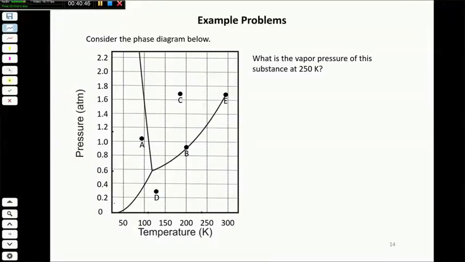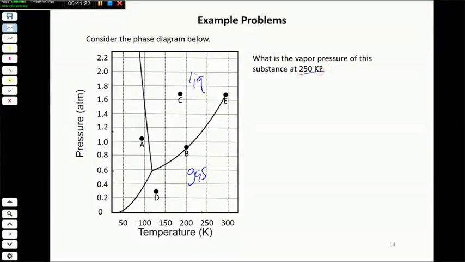Alright, so the last one here is, what is the vapor pressure of this substance at 250 Kelvin? Another thing that you can read from a phase diagram is vapor pressure. We talked about the mathematical relationship last time between vapor pressure and temperature. We know that vapor pressure increases with temperature. By looking at the boundary between the gas and liquid phase, we can read off what the vapor pressure is. Remember that boiling, the process of going from liquid to gas, occurs when the vapor pressure is equal to the atmospheric pressure. And so this boundary line tells us vapor pressure.